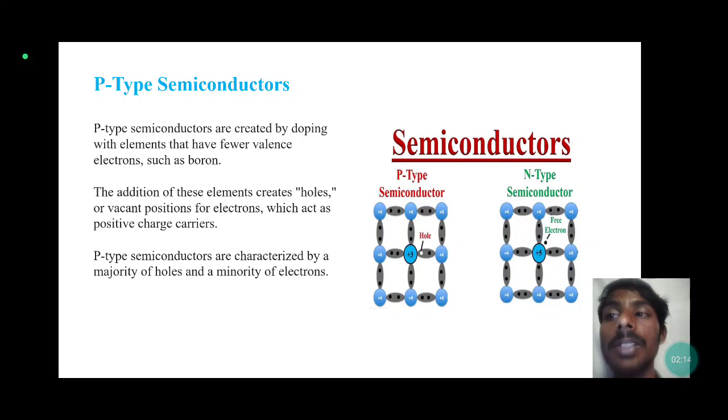P-type semiconductors. In the above diagram, P-type semiconductors have a majority of holes and a minority of electrons. In N-type semiconductors, there is a majority of electrons and a minority of holes.